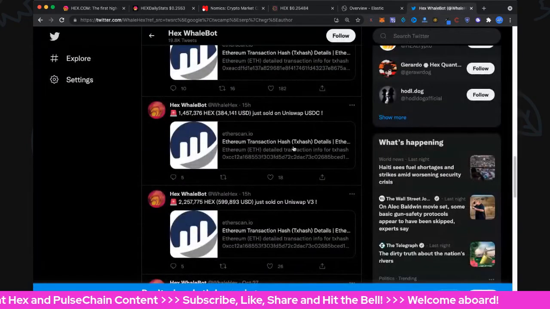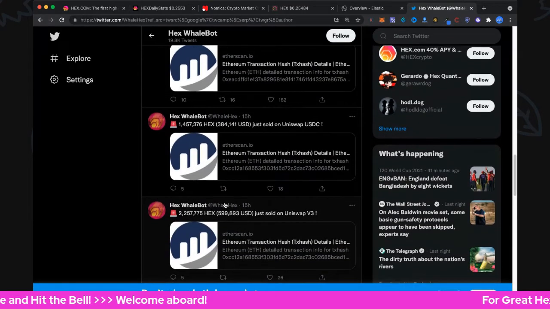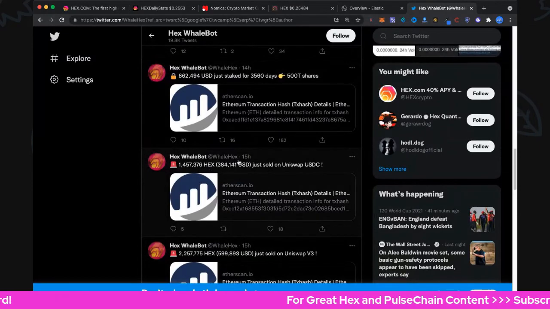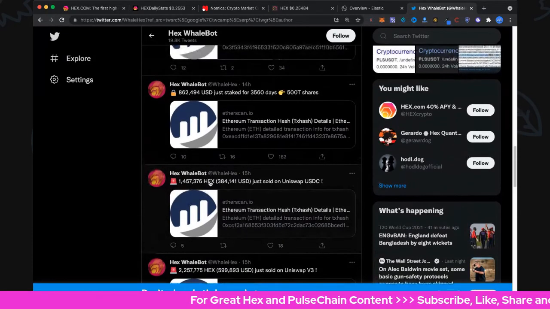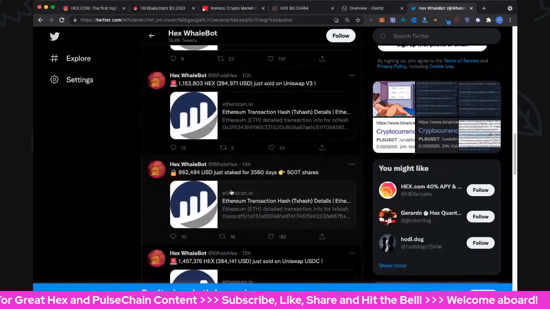12 minutes we're in, and of course, here's the bots for today. Last 24 hours, 2.2 million hex, 600,000 sold. So this does have a weight on the price at the moment. 390. So there's two of them 15 hours ago. Another 1.5 million hex, 384,000. Some weak paper hands there. And of course, here's another one.